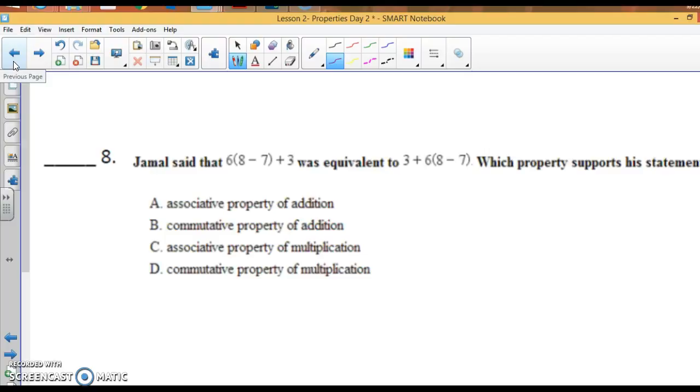What property says this is the same as this? So let's see. 6 times the quantity 8 minus 7 plus 3. Over here, 3 plus the quantity 6 times 8 minus 7. What changed? The order. Here we added the 3 at the end. Here we added it at the front. That is the commutative property of addition.